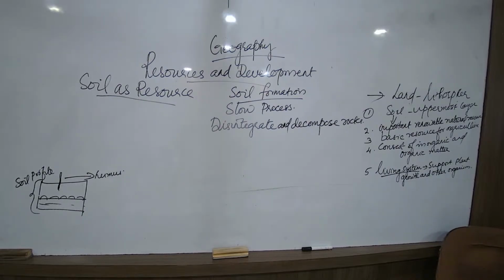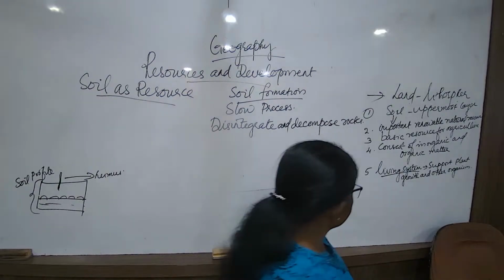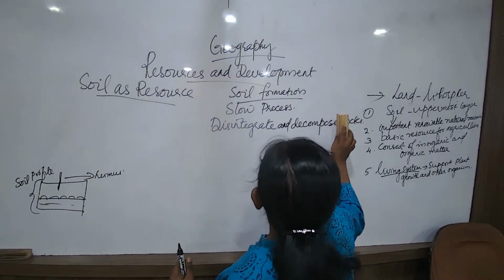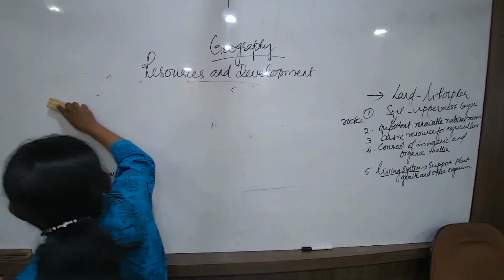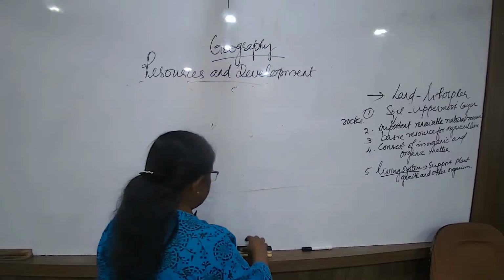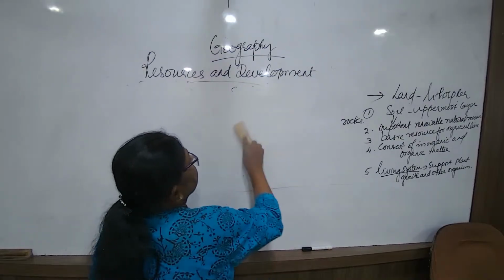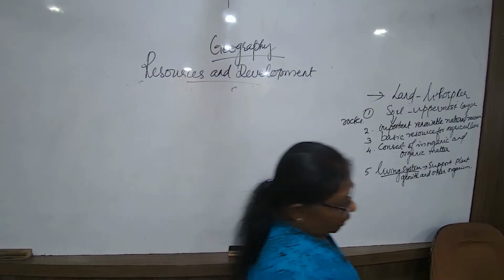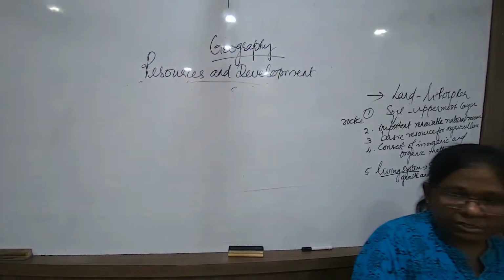Okay, written. Next one, the fourth one: climate. It determines the rate of weathering and type of vegetation.